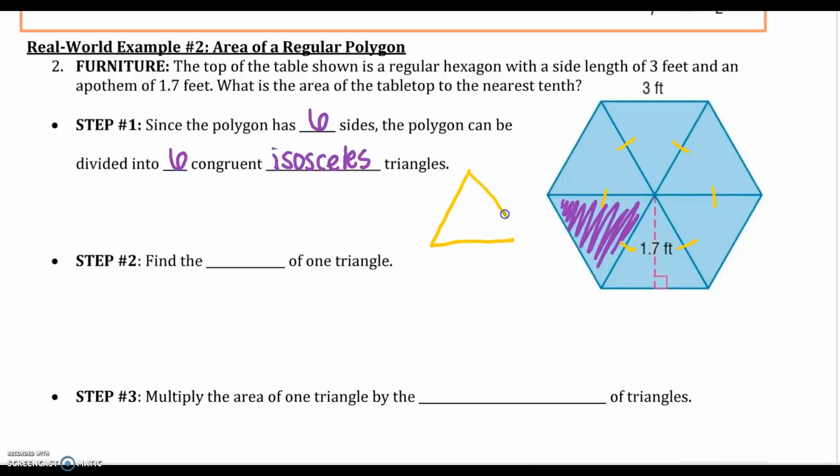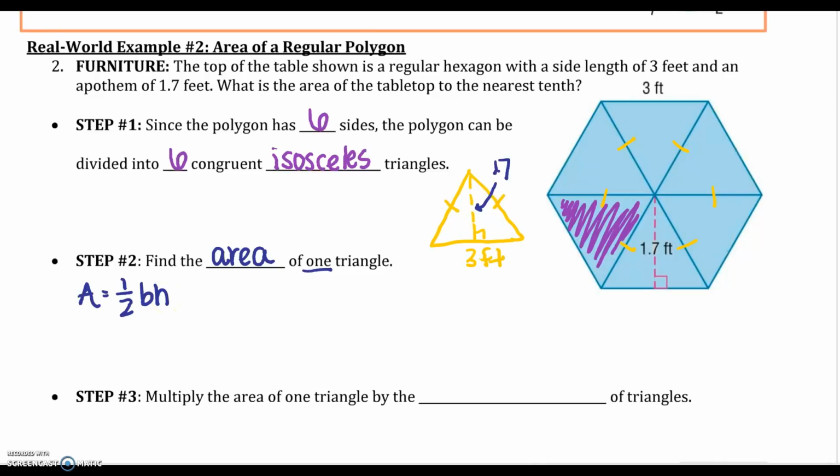So if I take this out and relabel it, here is my apothem. These are my congruent sides. This is 3 feet. And then 1.7 is going to go right here. All right, I can find the area of one of those triangles. Remember, the area formula for a triangle is 1/2 base times my height.